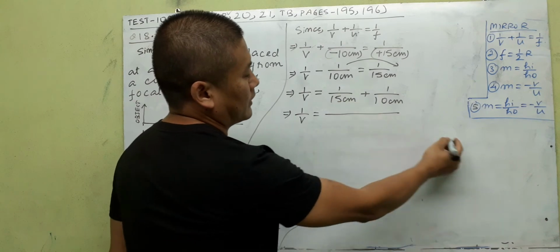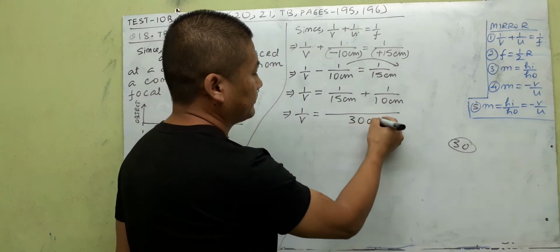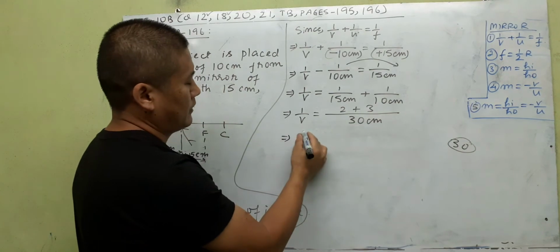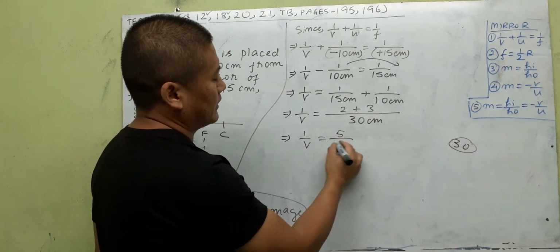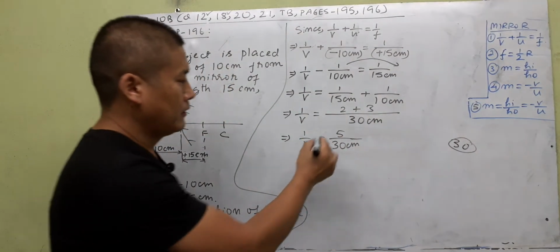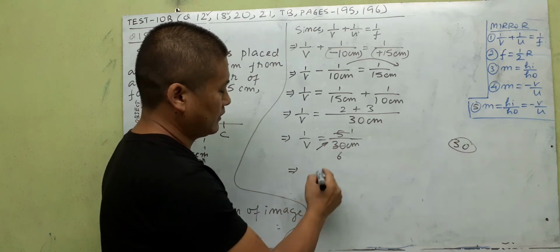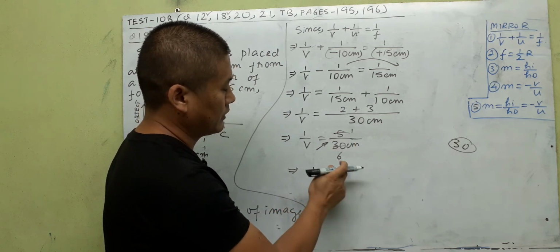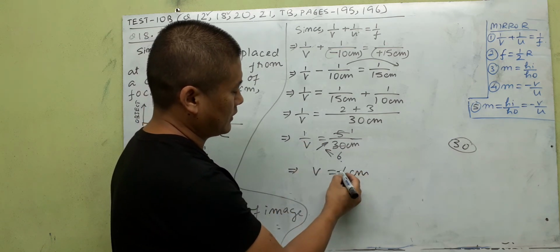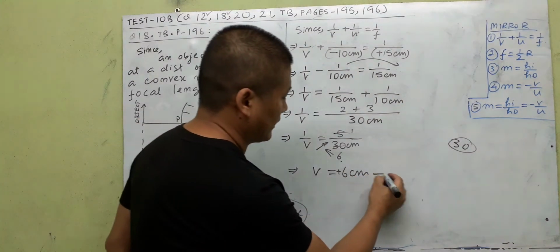Now 15 2s are 30, and 30 is the first one that goes with 10, so 30 is the LCM. 15 2s are 30, 10 3s are 30. So 1 by V will be 5 divided by 30, because 2 plus 3 is 5. 5 6s are 30, so 1 is left here. So cross multiply: V times 1, then 1V, no need to write 1. Then 6 times 1 is 6, and no sign means plus. So we got our V. Keep that as equation number 1.